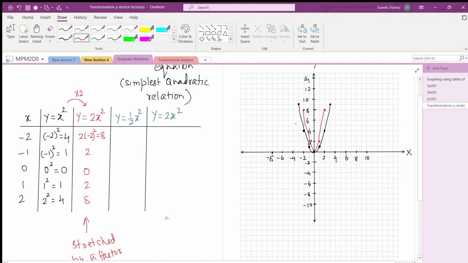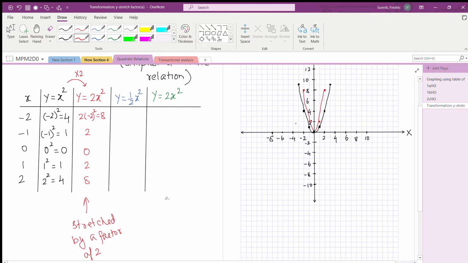So the whole graph has become twice as tall, but we don't use the word tall in mathematics. We will say it is stretched by a factor of 2. In fact, it is stretched vertically. It is stretched vertically by a factor of 2, vertically indicating that it is the y-axis.